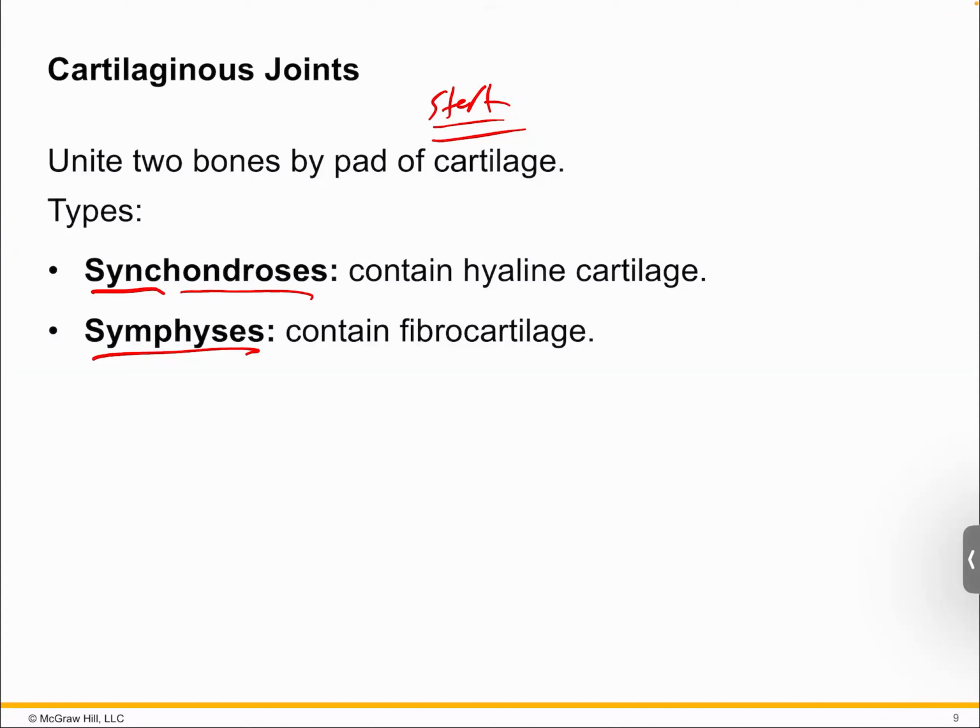So let's go ahead and pick up where we left off. We're talking about fibrous joints at the moment. We talked about the sutural ones. We talked about gomphoses. Now we're talking about the cartilaginous joints. So these are basically typified by some sort of cartilage. The most common that you see is chondroses, which has hyaline cartilage in them.